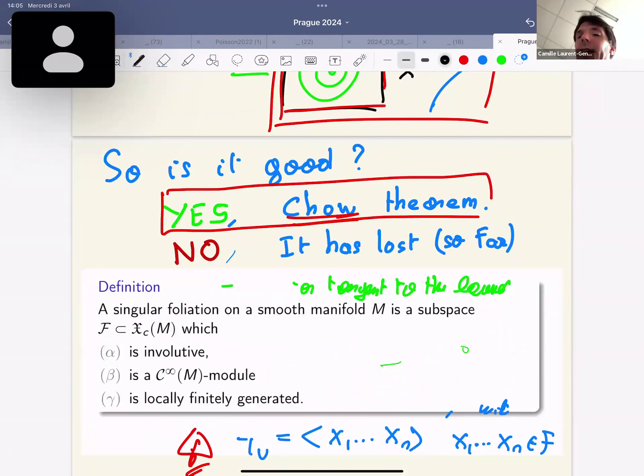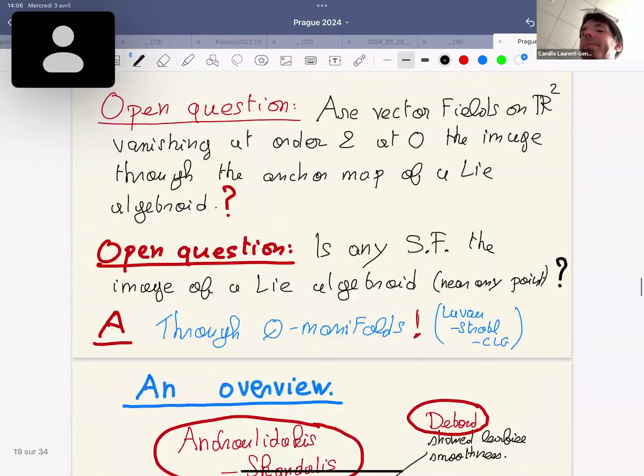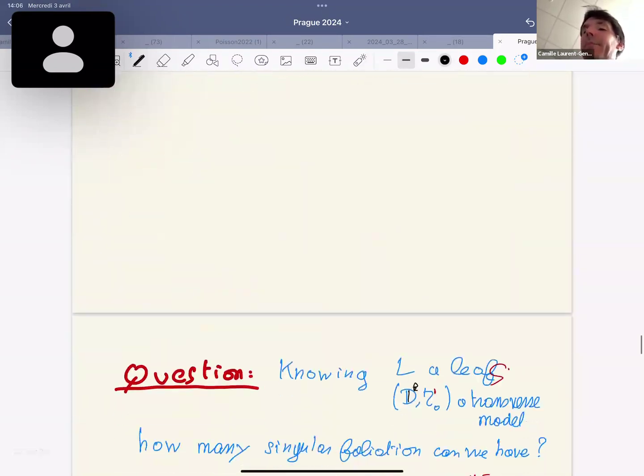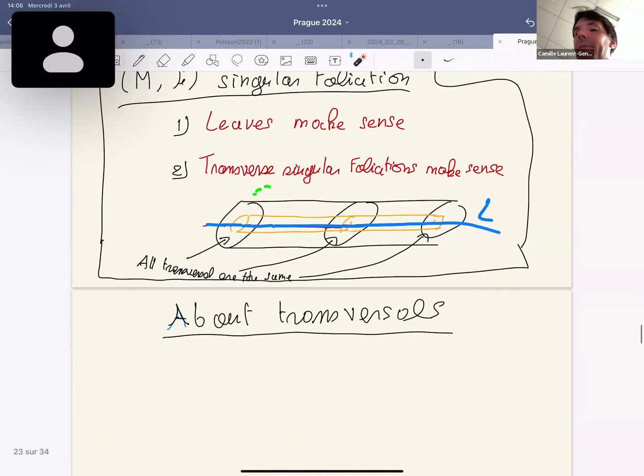Okay, with these 3 items: involutive, a sheaf of modules, locally finitely generated. If we take this example, leaves make sense, that I have explained a long time ago. Okay, leaves make sense, and also transverse singular foliations, they make sense. I mean, each leaf has a transverse singular foliation.